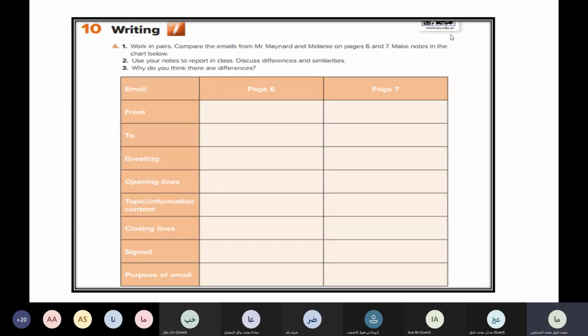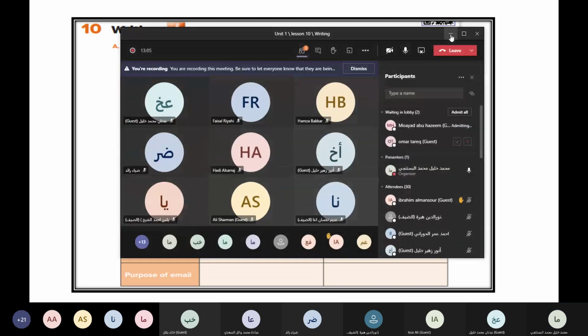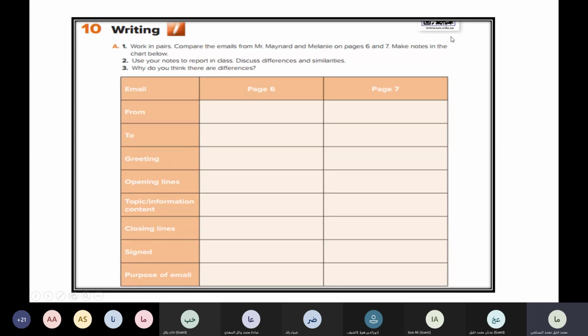Return back please to your books on pages 6 and 7. Okay, look at your books on pages 6 and 7. Here we have two emails. We are going to compare them according to this information. Who sent the first email on page number 6?